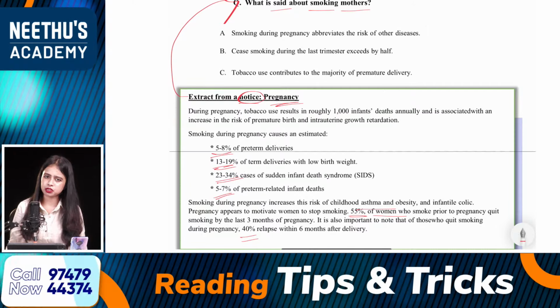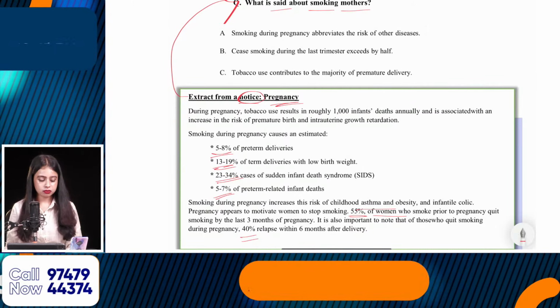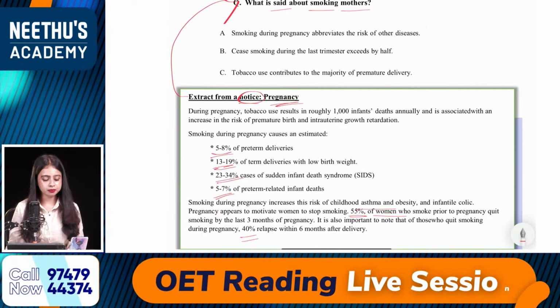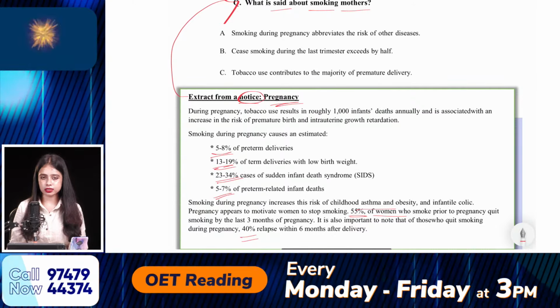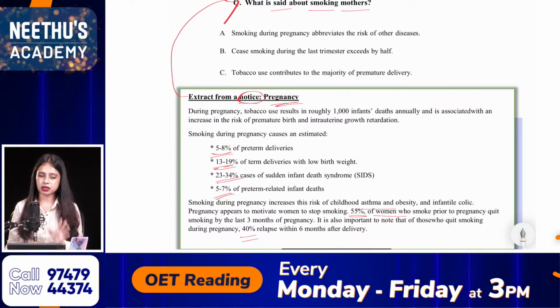So what is the summary or the purpose of this notice? What do you understand from this? Hi Jinsi, good afternoon dear. So yes, what do you understand from this notice about smoking mothers?